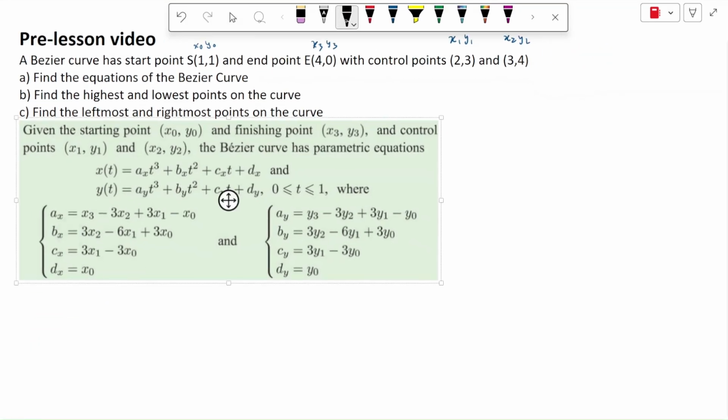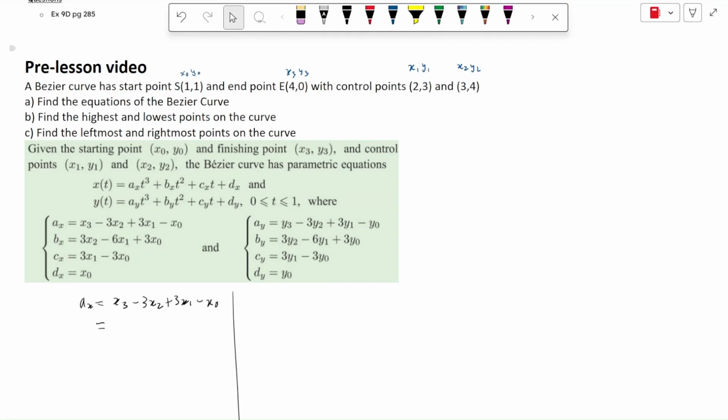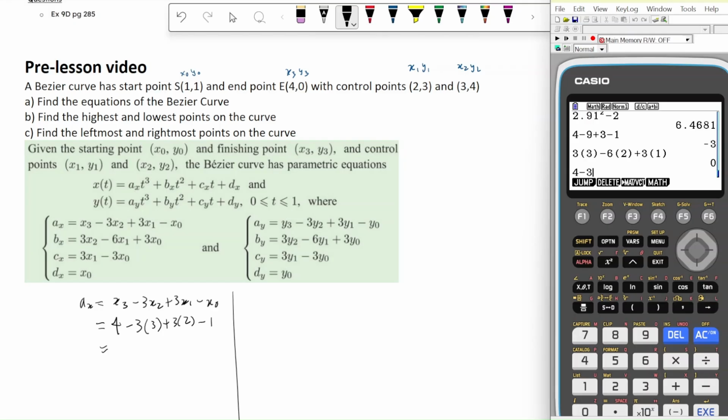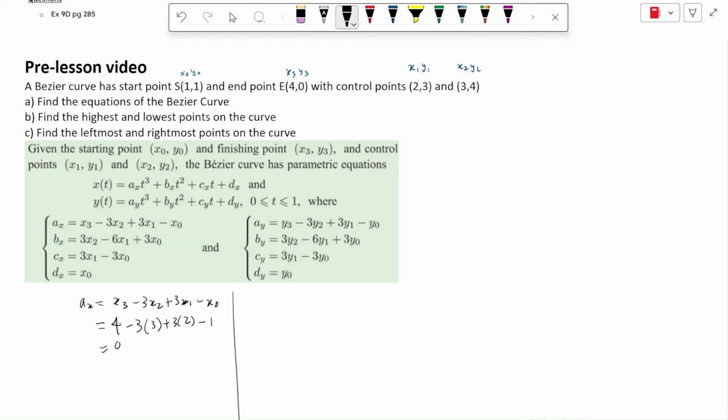So we start by finding this constant ax. This is x3 take 3x2 plus 3x1 take x0. All right, so let's start plugging in our numbers. x3 is 4. We're going to take 3 lots of x2, so that's 3 lots of 3. 3 lots of x1, so that's 3 lots of 2, and x0 was 1. So you probably can do these in your head pretty easily, but I like to make sure that I don't make a mistake, so I just type it in, so you get 0. It's not always 0, that's just a coincidence.